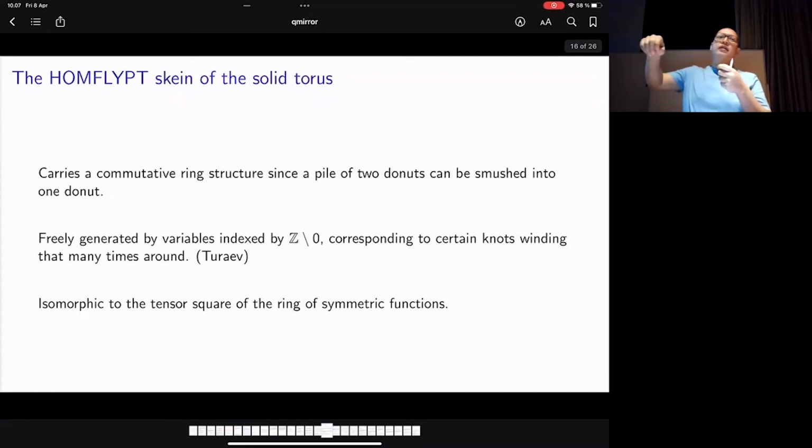It's generated by knots which wind around this torus going positively, and knots which wind around the torus going negatively. We're only going to be interested in the ones winding positively. That piece of the skein has a basis given by partitions, and its multiplication is the same as the ring of symmetric functions. So that's how that works.